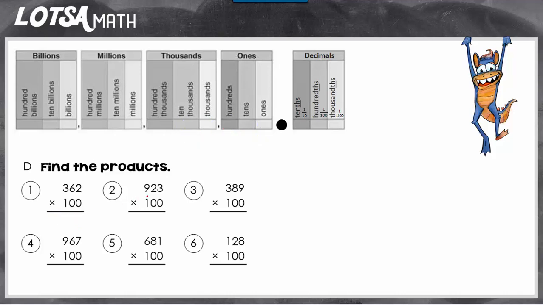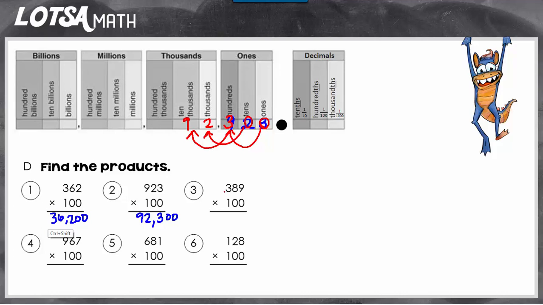Let's look at number 2. On number 2, we have 923. So if we want to get 100 times bigger, we have to move each digit twice. So the 9 is going to move to the 10,000s place, the 2 is going to move to the thousands place, and the 3 is going to move to the hundreds place. But then we're left with these 2 spots that we have to fill in with zeros because we can't leave any places empty. So our answer ends up being 92,300.